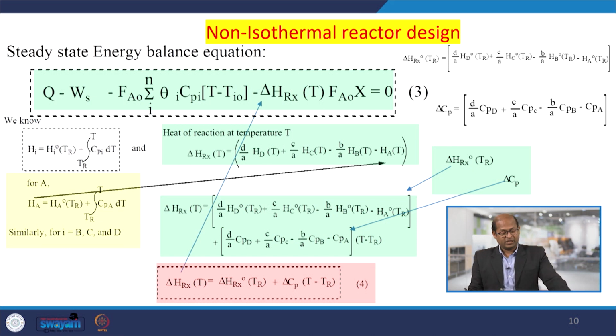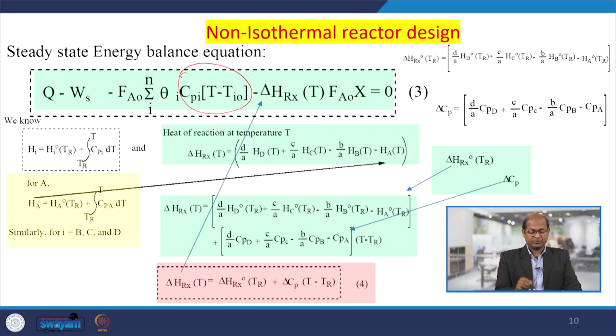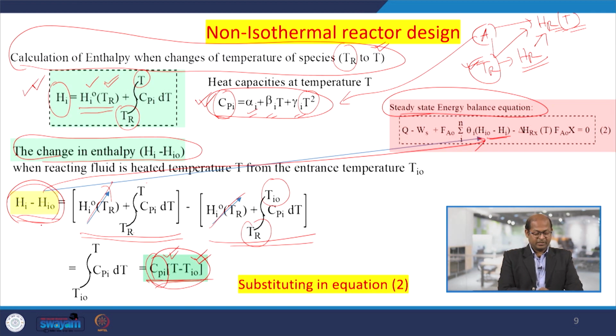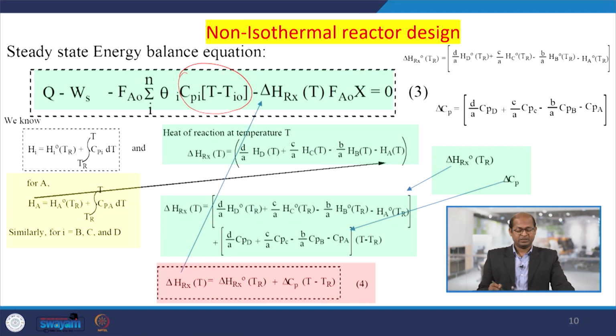Once we substitute that part, the energy balance equation becomes this. Here Hi minus Hi0 was there, and we substitute this part in equation 2, while the rest of the components remain as they are. Then the equation is in terms of the heat capacity of the individual components, with the changes of molar flow rates. If there is one component, we consider only component A. If multiple components are there, we have to consider the Cp value of each individual component and the temperature changes.